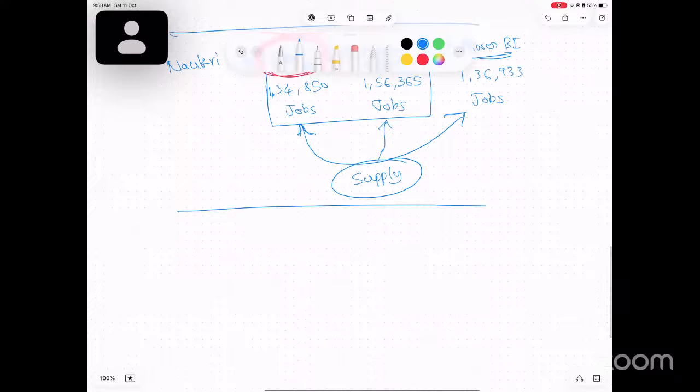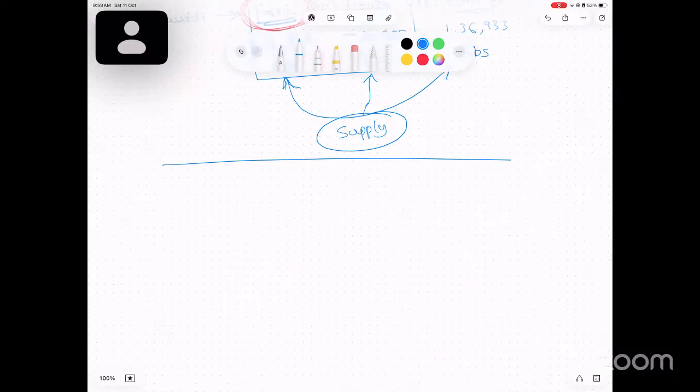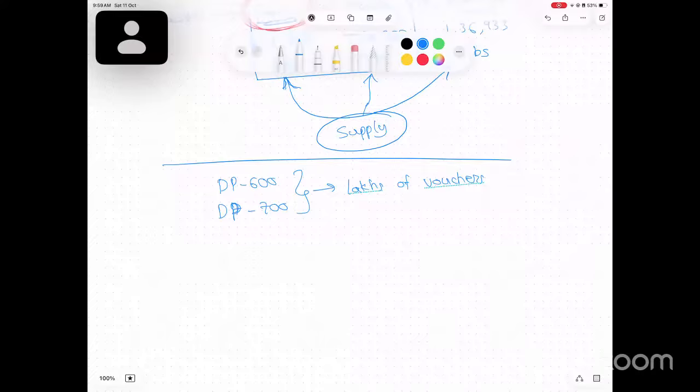Now let's talk about another important aspect about DP600 and DP700. Microsoft is giving so many vouchers to their partners. One of my friends working with Microsoft told me two aspects. One is Microsoft partners: they are giving lakhs of vouchers for free. If you work in a company where Microsoft is an official partner, then you can freely clear DP600, DP700 without spending a single rupee.